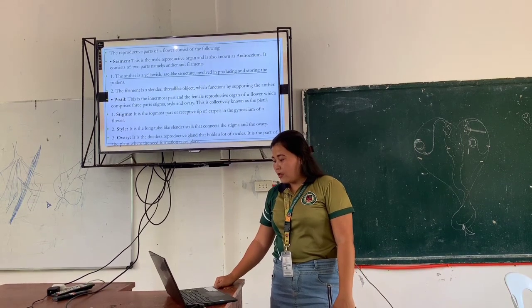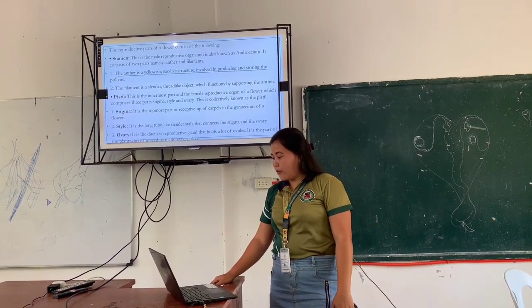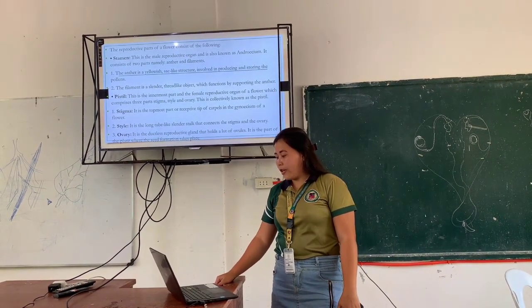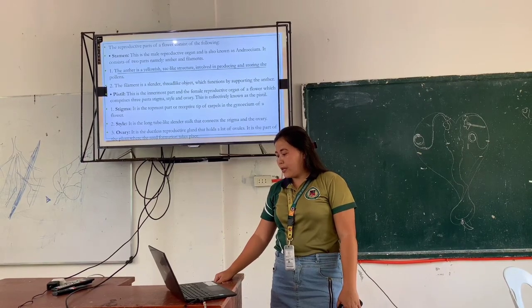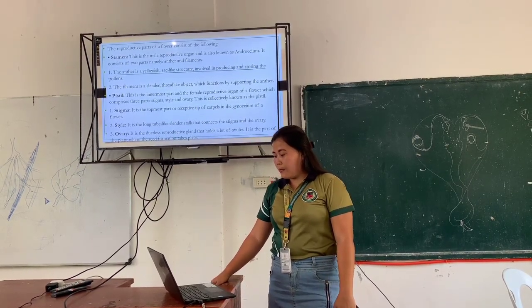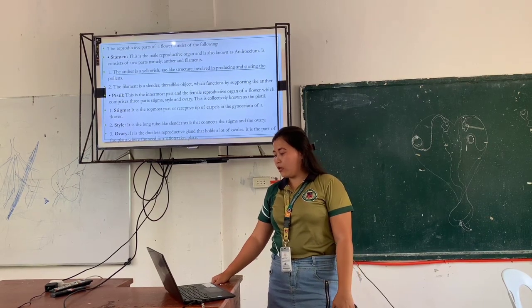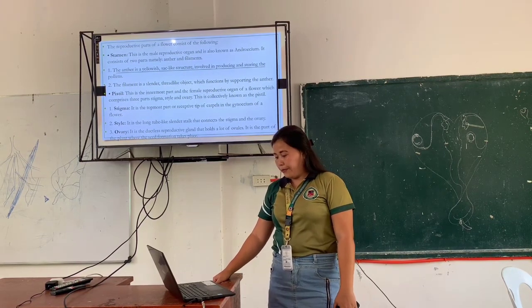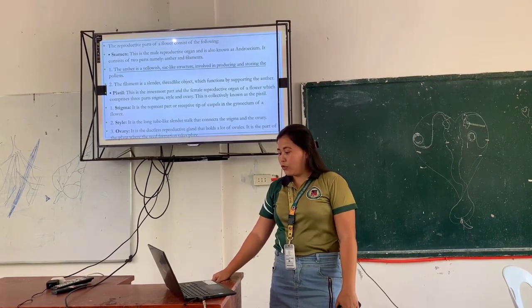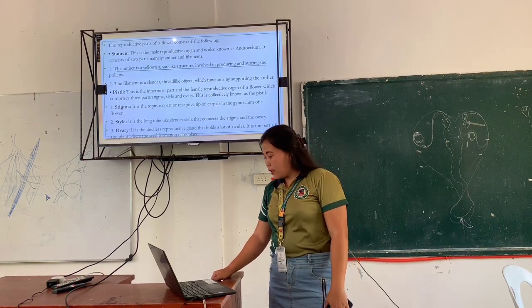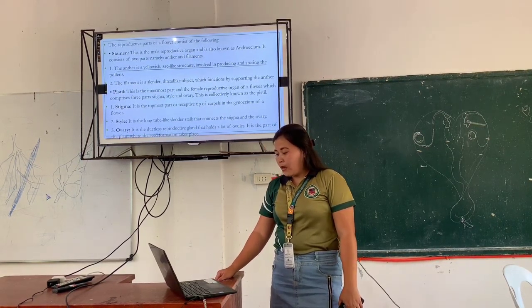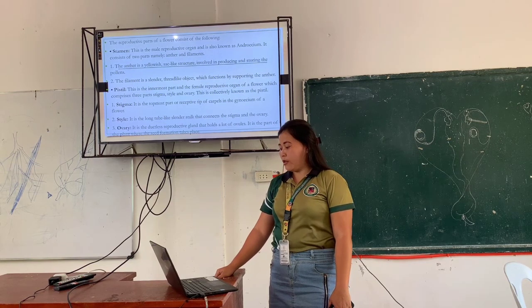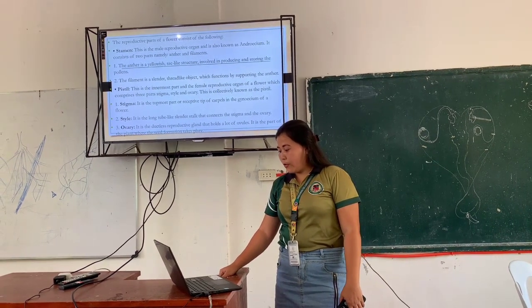Then the pistil is the innermost part and the female reproductive organ of a flower, which comprises three parts: stigma, style, and ovary. These are collectively known as the pistil. The stigma is the topmost receptive tip of the carpels in the gynoecium of a flower. The style is the long, tube-like, slender stalk that connects the stigma and the ovary. Then the ovary holds a lot of ovules. It is the part of the plant where seed formation takes place.